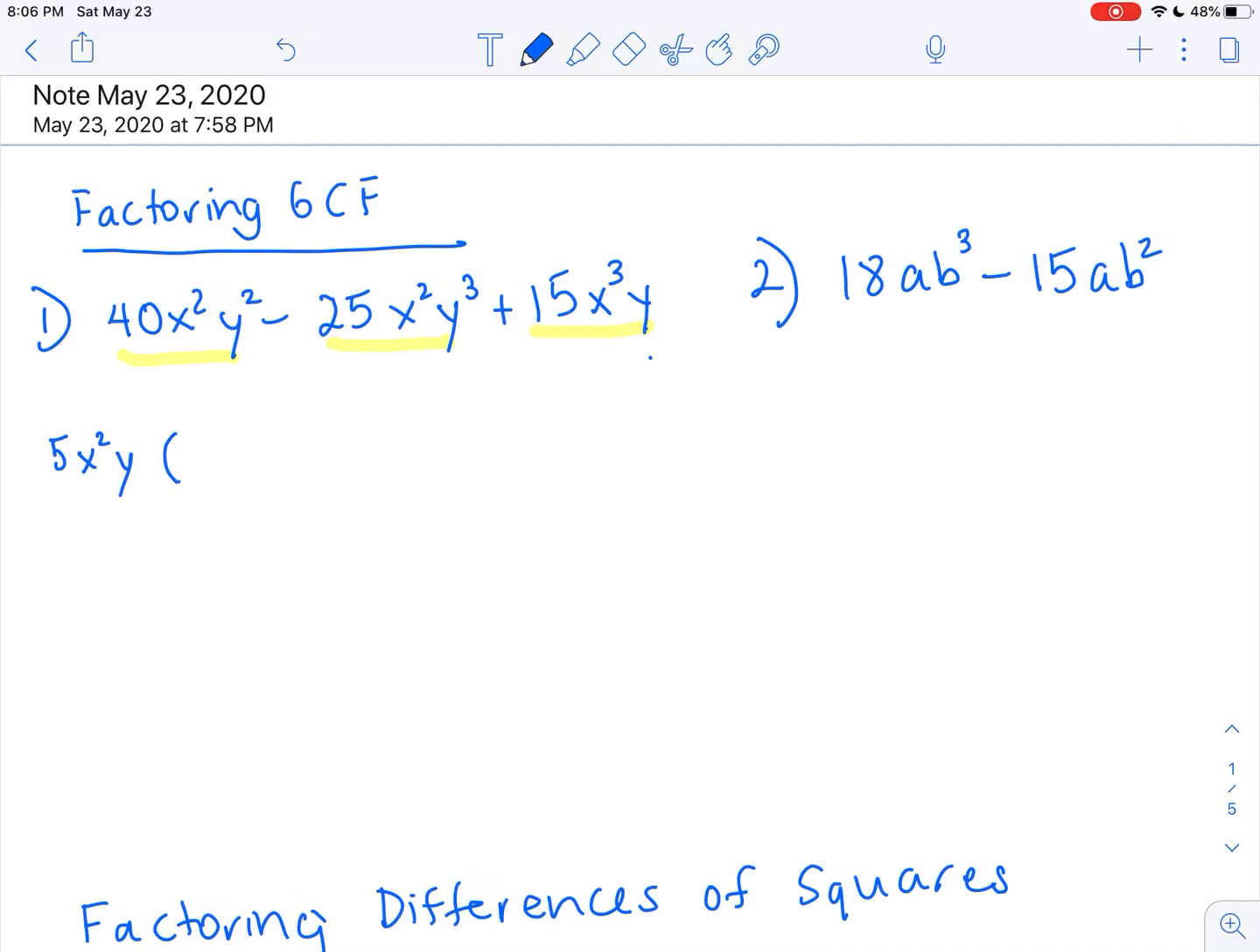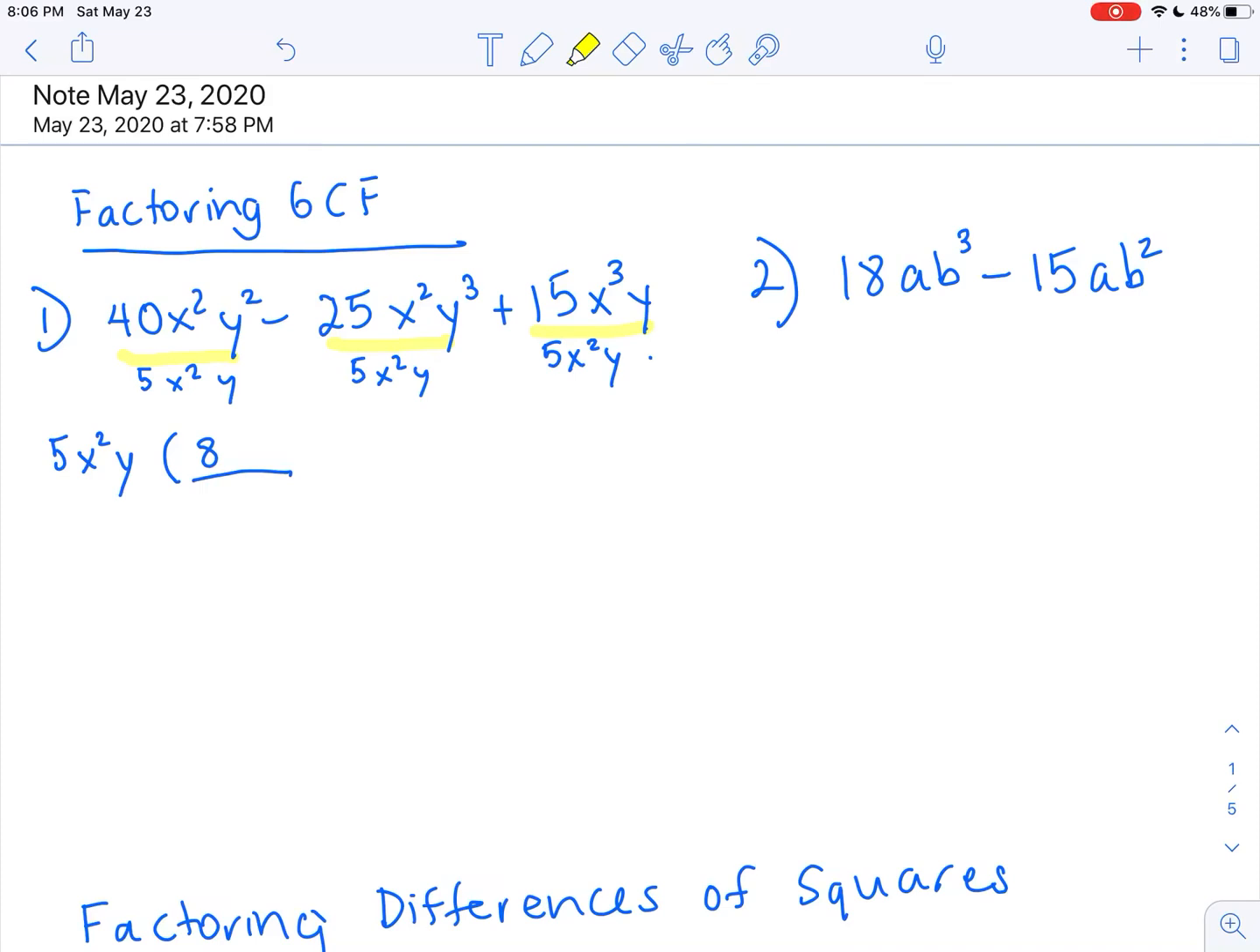Now you can do the next part in one of two ways. You can think of the fact that you're doing reverse distributive here. So 5x squared y times what is equal to 40x squared y squared. In trying to determine that term, you can put 5x squared y underneath each one of your terms and then divide out to see what's remaining. The reverse of distributive or multiplication is division.